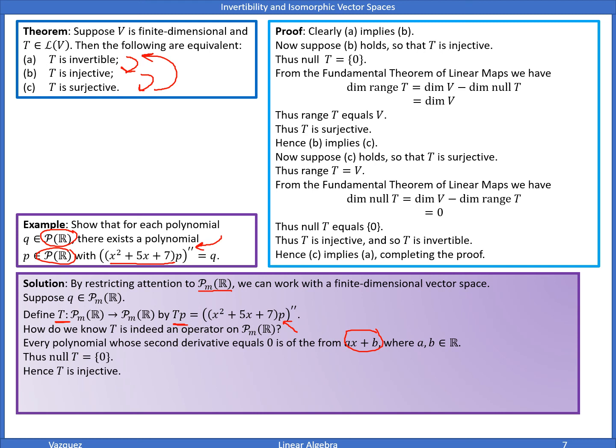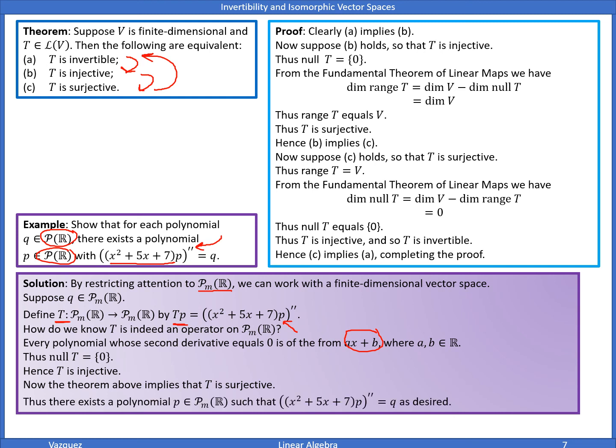Therefore, T is injective. And what does our theorem tell us? That T is therefore surjective as well. Therefore, there exists a polynomial P such that P times this trinomial, and then taking the derivative twice, equals Q, as desired. So it's pretty neat what this theorem can do.